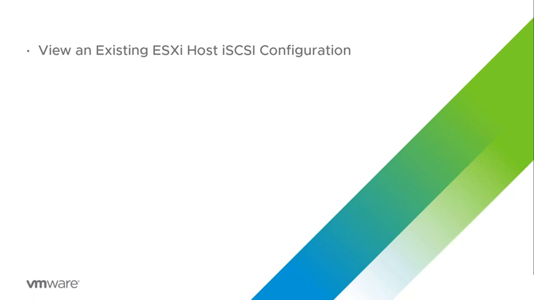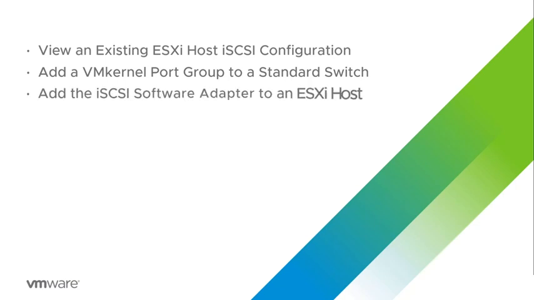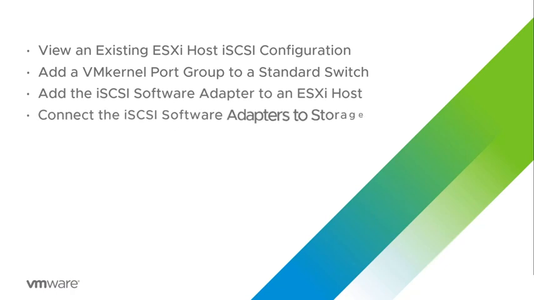Configuring this other iSCSI host will be split into three tasks. Add a VM kernel port group to a standard switch, then add the iSCSI software adapter to the iSCSI host, and finally connect the iSCSI software adapter to the port group and to the actual iSCSI storage.